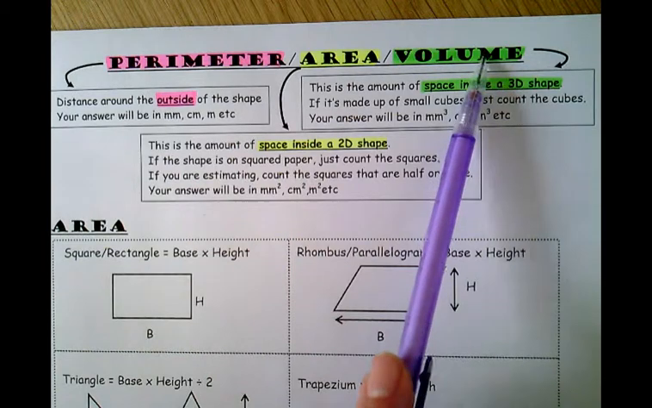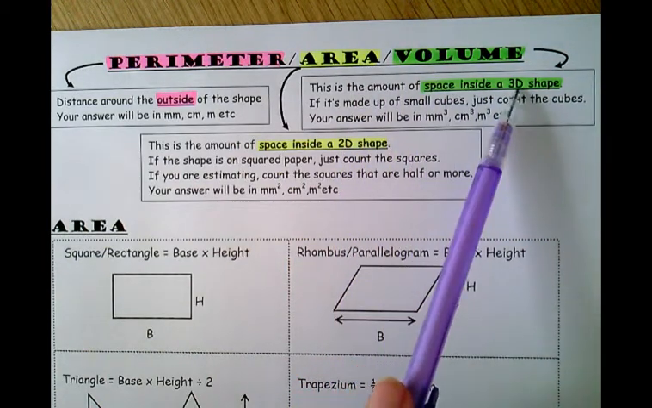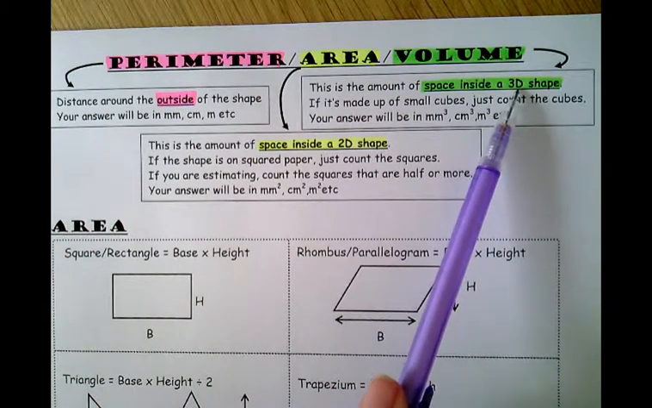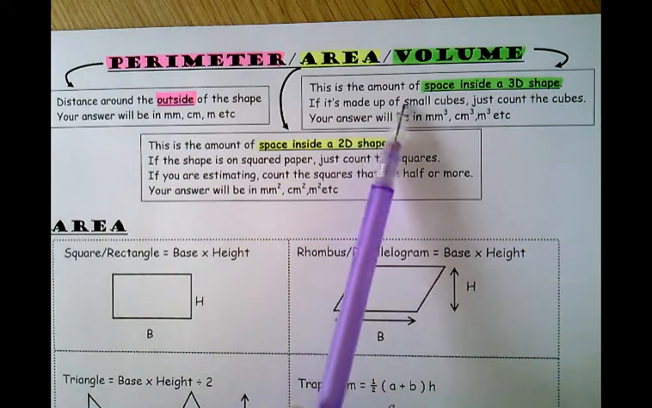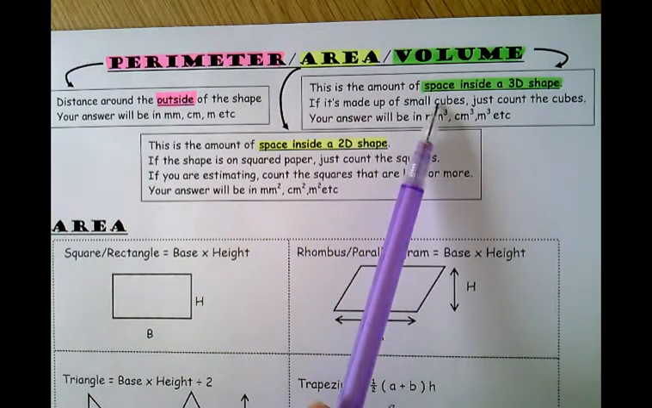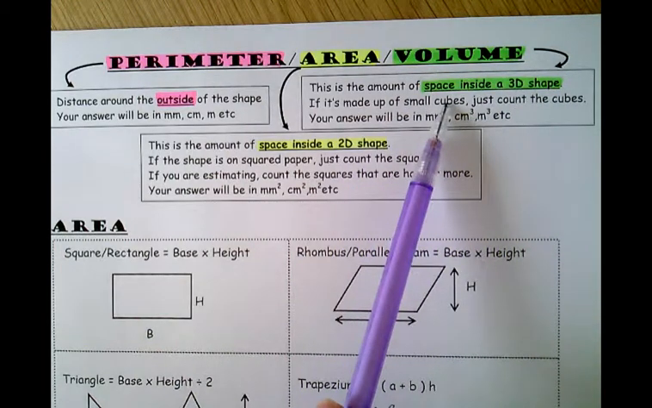Volume then is a bit like area but for 3D shapes. So shapes that you could pour water into, so things like cubes and cuboids and triangular prisms and cylinders, they would be 3D shapes. And if it's made up of small cubes, so sometimes they give you a cuboid and you're able to count how many small cubes make it up.